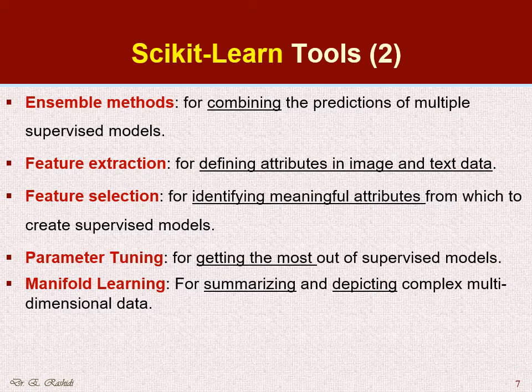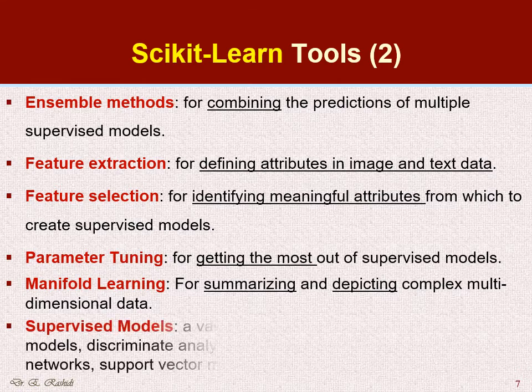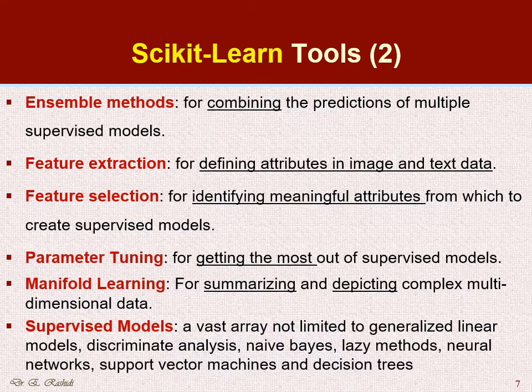Scikit-Learn also provides manifold learning, which is for summarizing and depicting complex multidimensional data. And also, of course, a set of supervised models, including a vast array of generalized linear models, discriminant analysis, naive Bayes, lazy methods, neural networks, support vector machines, and decision trees, and many more.